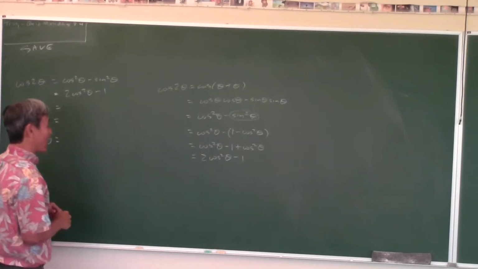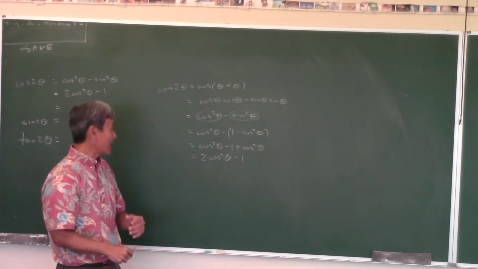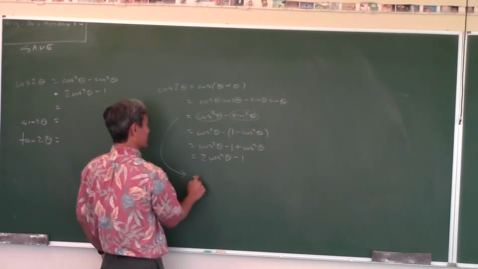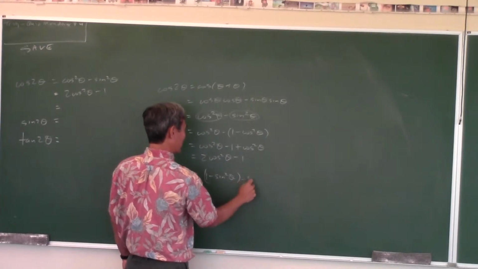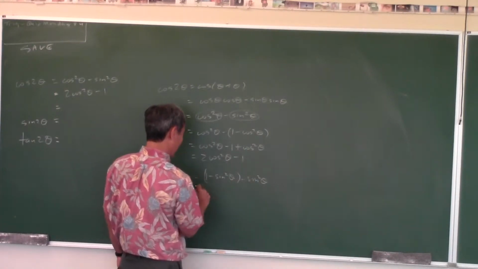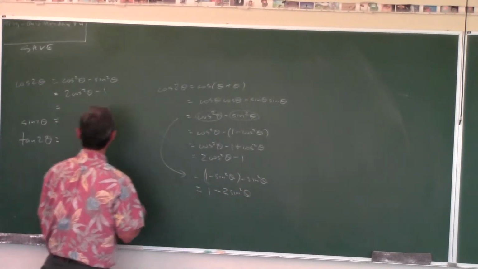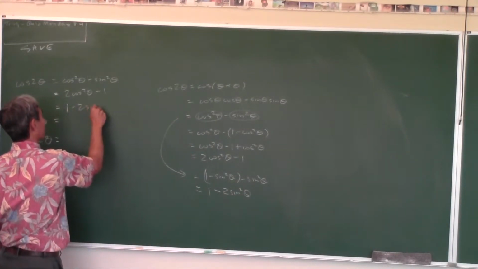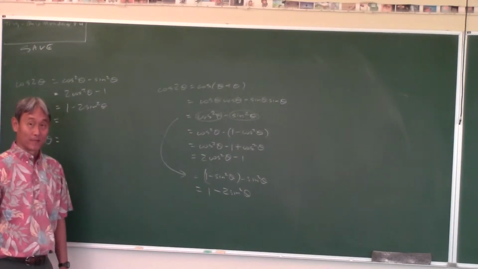Okay, now can we derive one with only sine? Yeah. Replace this with 1 minus sine squared theta. So let's go down here. So you got 1 minus sine squared theta minus sine squared theta, and that's equal to 1 minus 2 sine squared theta. And that would be the other one. So if you ever forget these identities, you can always just derive them, like I'm doing.